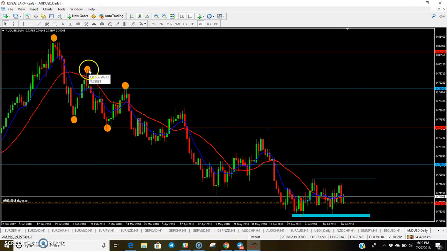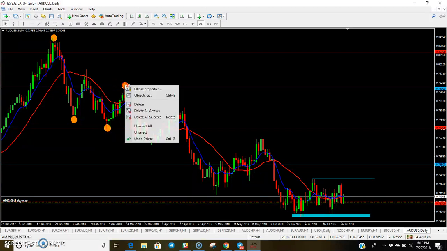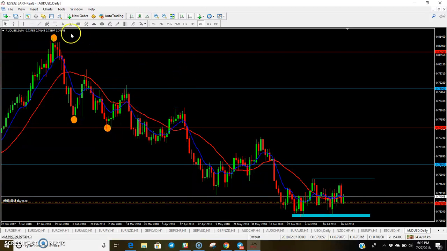Now, drawing trend lines is also going to give you a better picture of what price is doing. Let's just go ahead and get rid of these real quick. And this is where your trend line is going to come in. Take it from the high.